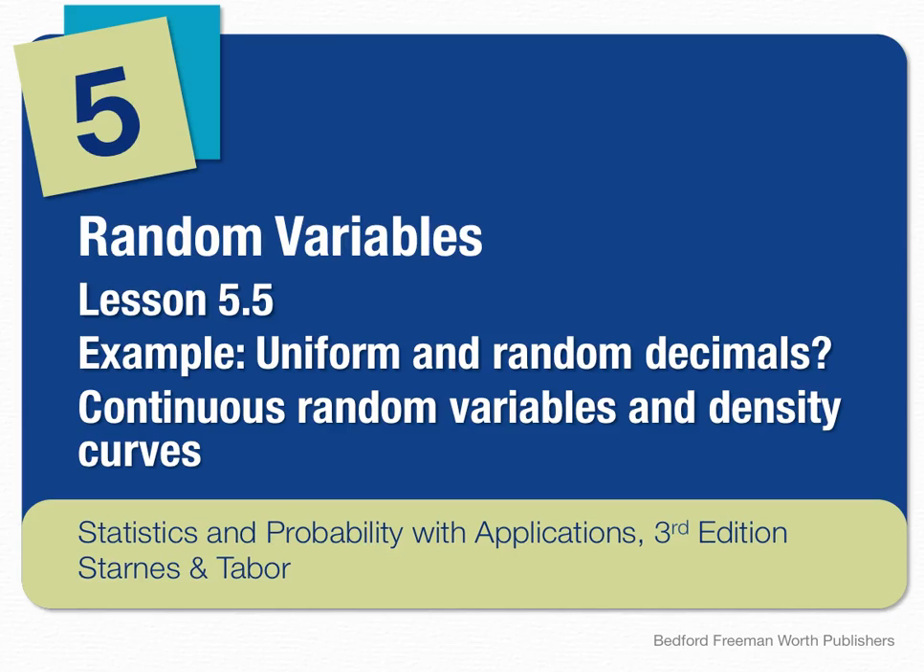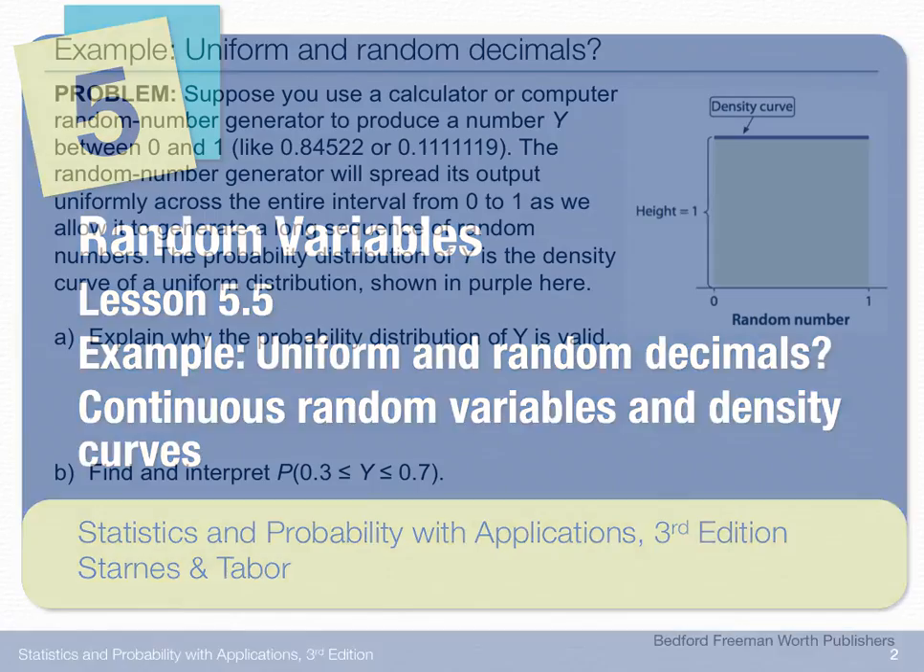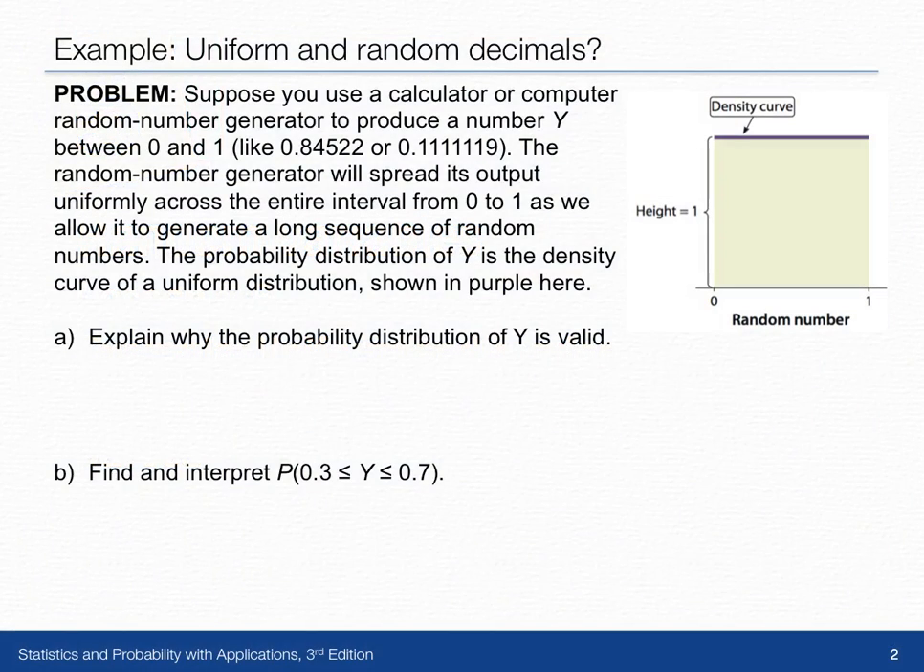In the lesson 5.5 example, uniform and random decimals, we'll review the concept of continuous random variables and their density curves. Suppose you use a calculator or a computer random number generator to produce a number y between 0 and 1. It could be any decimal like 0.84522 and so on.